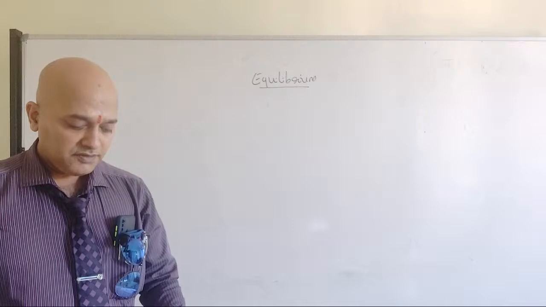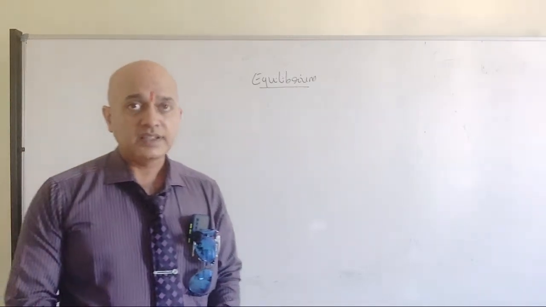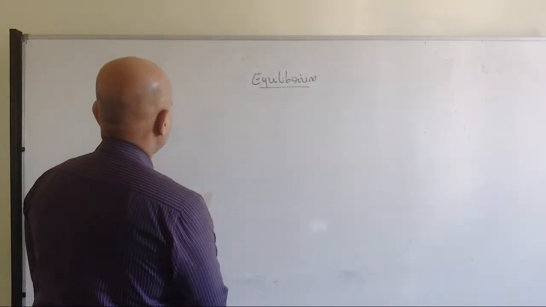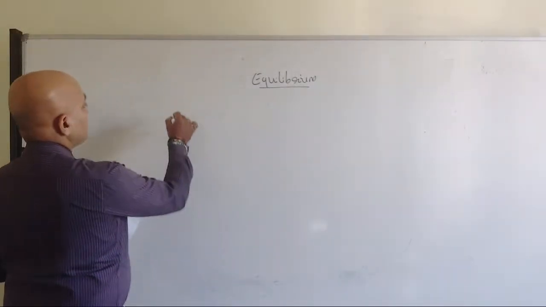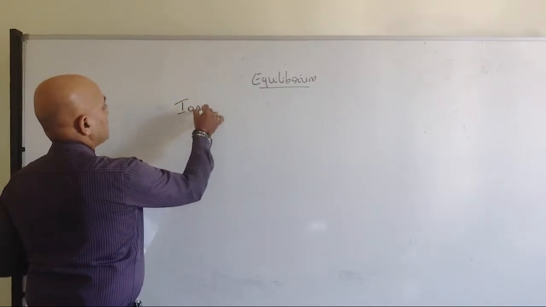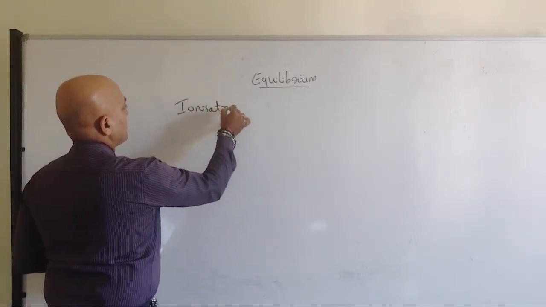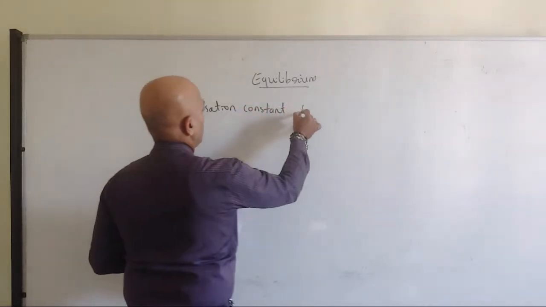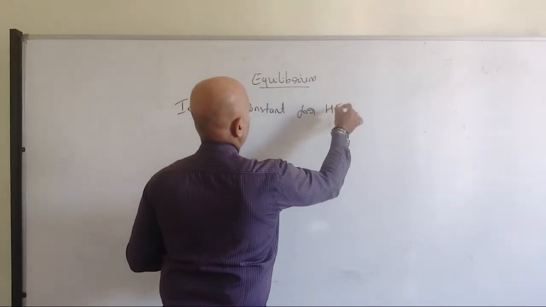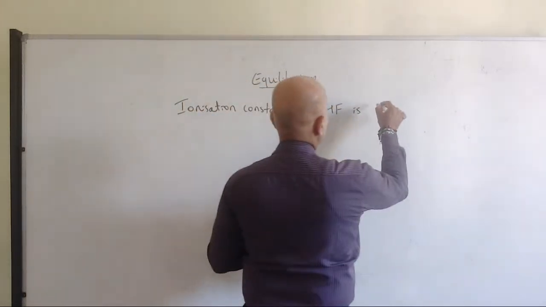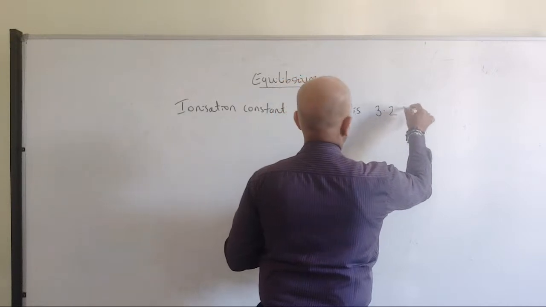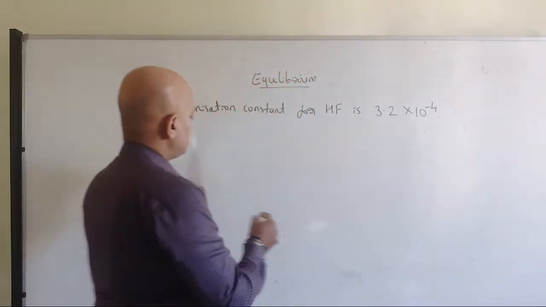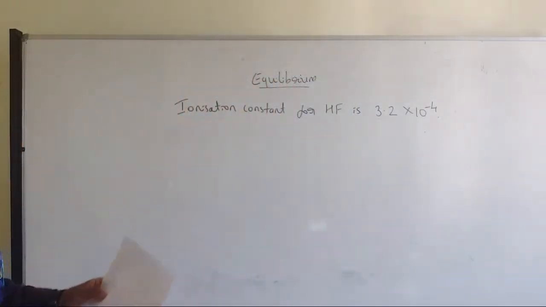Okay. So if that is the case, take down the problem. The ionization constant for hydrofluoric acid is 3.2 into 10 to the power of minus 4.